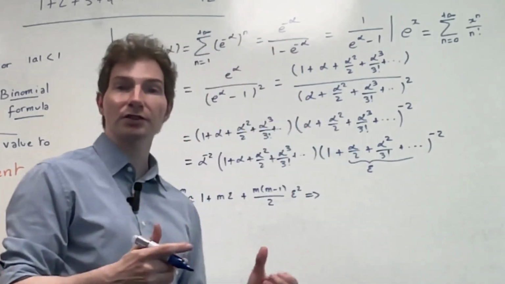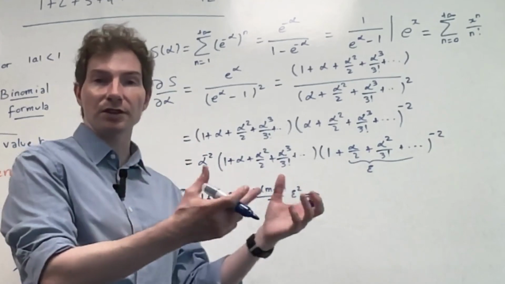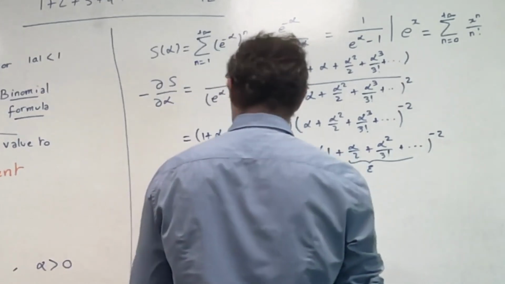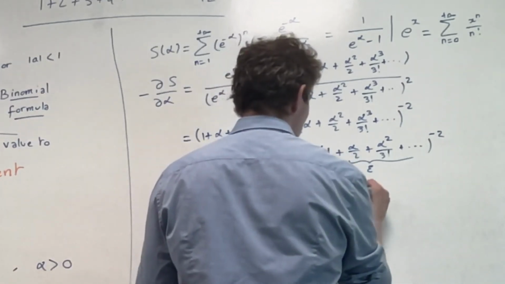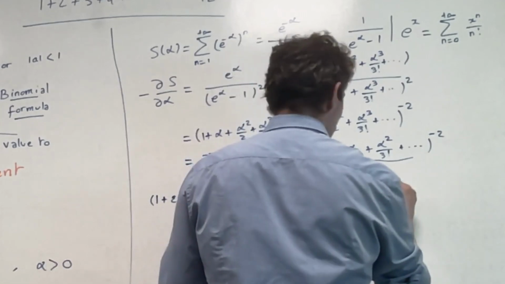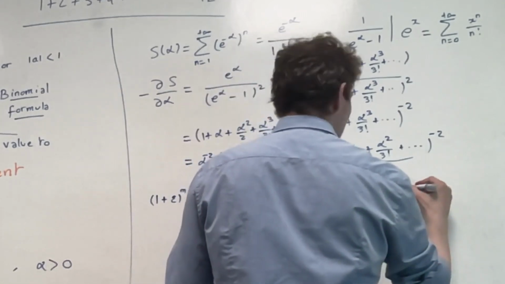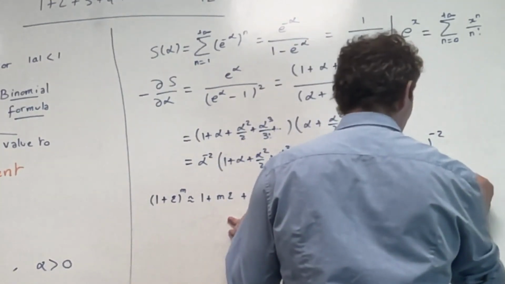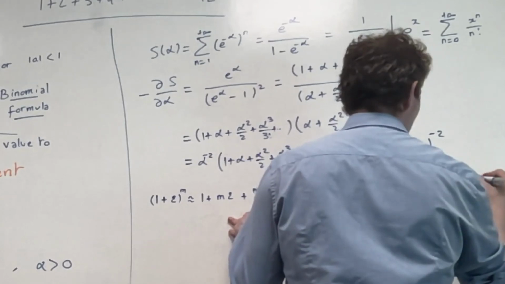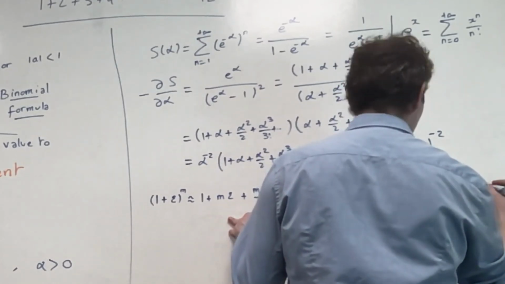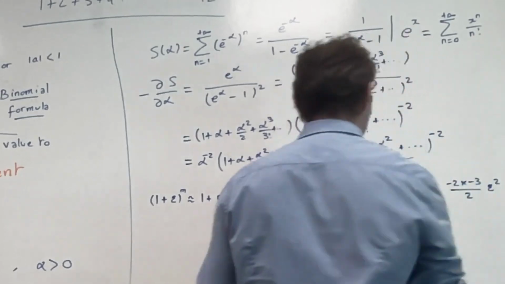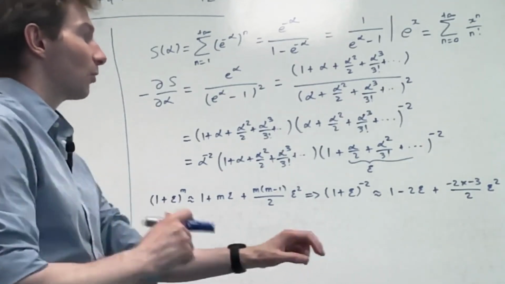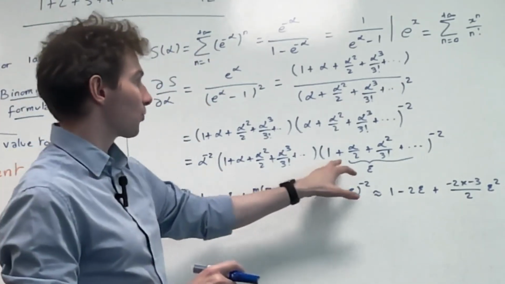That's again something I'm allowing myself. There is another way to show it. I think it's a bit easier if we start from something that is true for integers and somehow extend it to something else. So that's going to give you 1 plus epsilon to the power -2 is approximately equal to 1 minus 2 epsilon, and then plus -2 times -3 divided by 2 epsilon squared. Okay? So that's what I have.